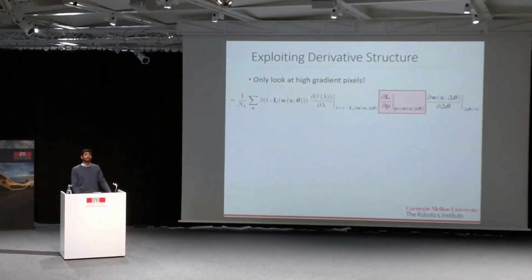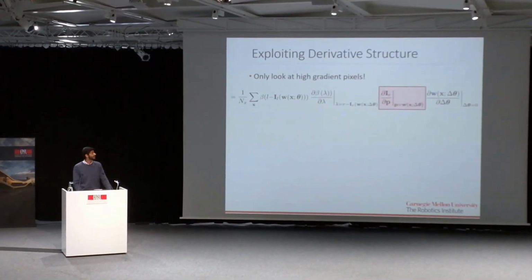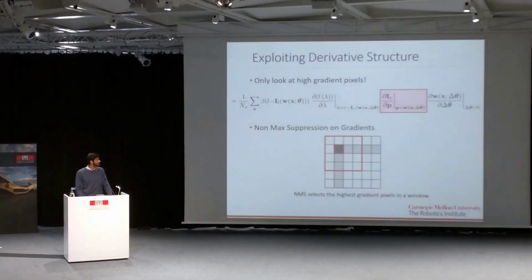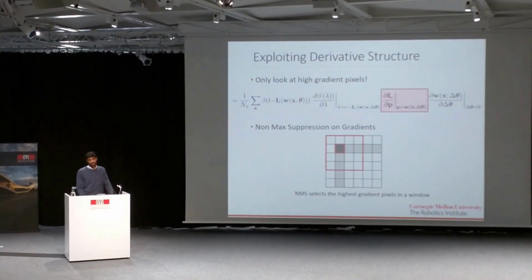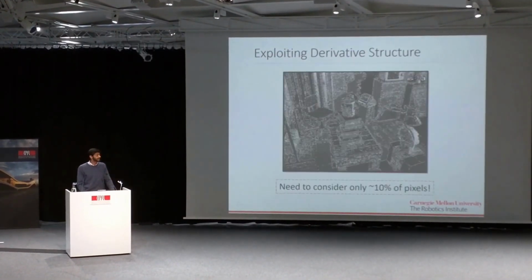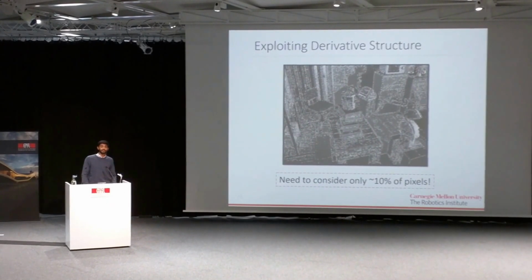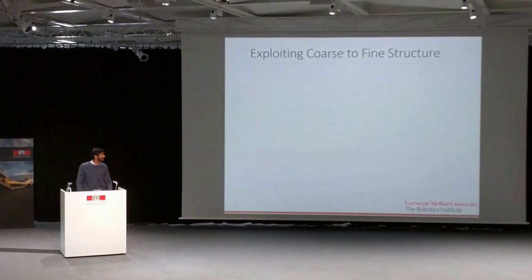Another thing we can do is exploit the fact that image gradient is a multiplicative term, and so we only consider the high gradient pixels. And we perform non-max suppression to remove the redundancy in the data. What this basically allows us to do is that we only need to consider 10% of the pixels in the image, and that allows us to compute these values really fast.